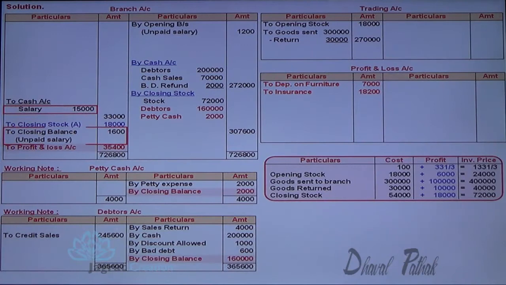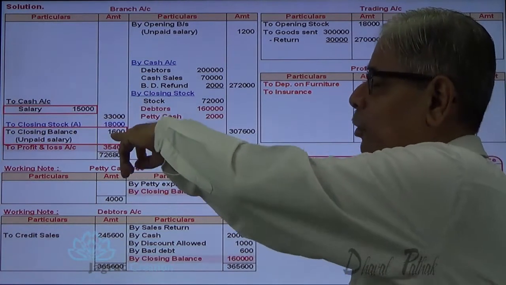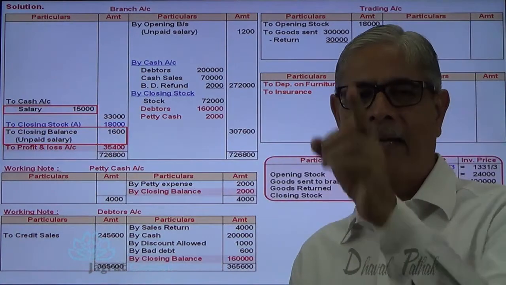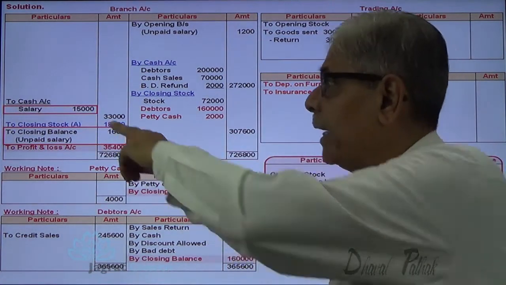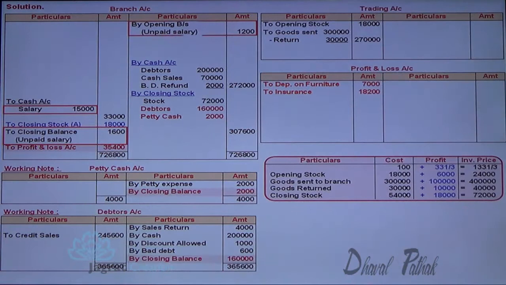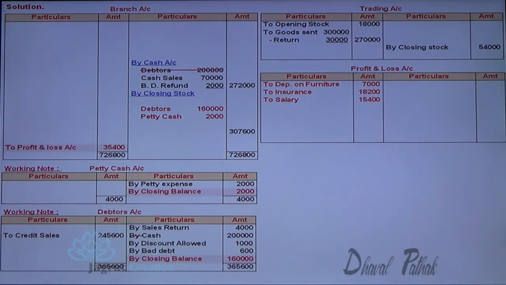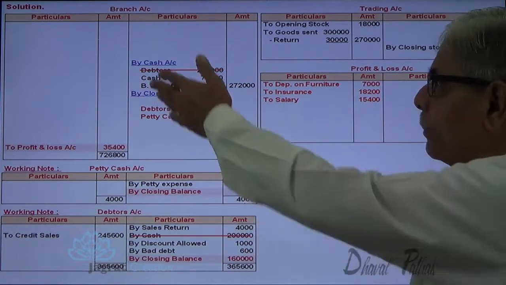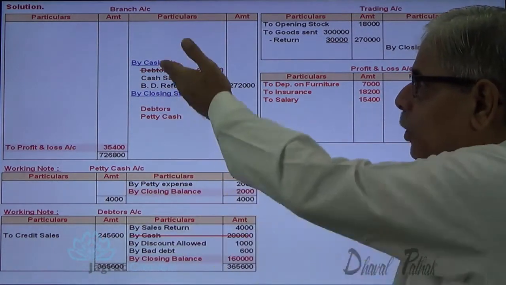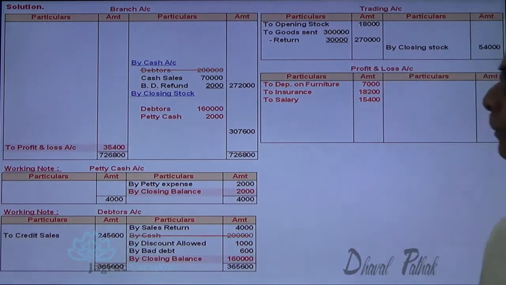Salary outstanding at the end of the year should be added, and unpaid at the beginning of the year gets paid in this 15,000. So salary expense for the current year works out to be 15,000 plus 1,600 minus 1,200, 15,400 salary debited to profit and loss account. Closing stock to be recorded at cost, that is 54,000, trading account credit side. Cash received from debtors cannot be recorded in trading and profit and loss account, so it is recorded in working note as well as in debtors branch account, so it is removed.